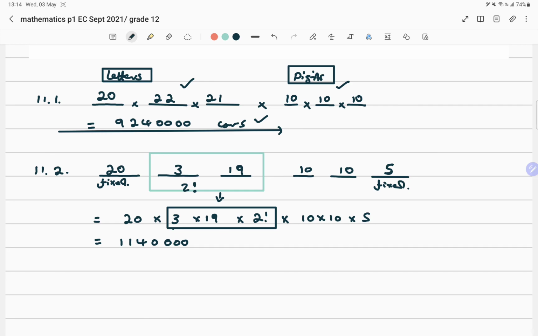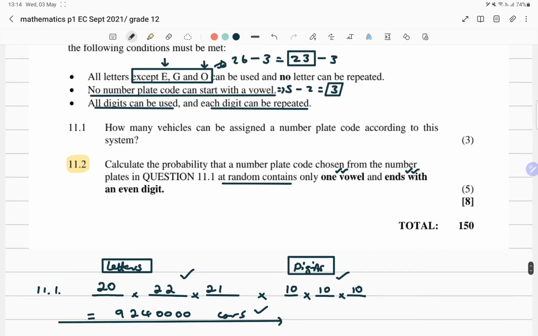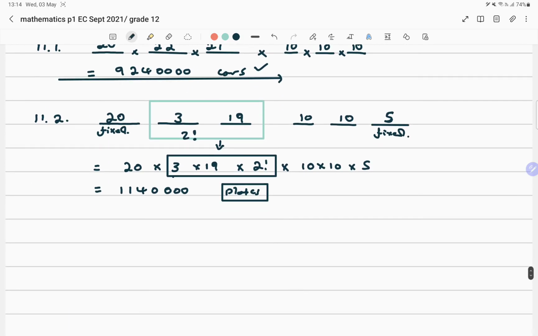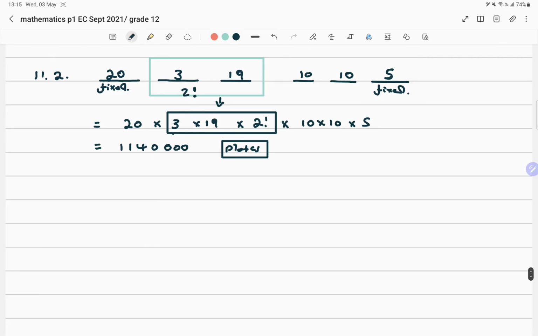Okay, so remember, these are the plates, or number plates, that we can get that fit this description: that at random, we want it to contain only one vowel and it must end with an even digit. So what is the story now? We can say the probability of the event, we don't care what that event is, is the number of those events over the sample, right?